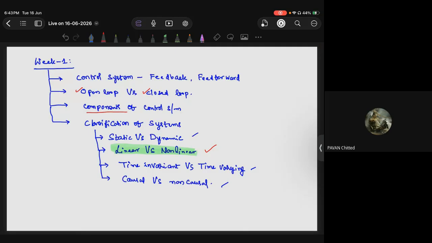Throughout this course, we'll be considering systems which are linear, time invariant, and causal systems only, which are also called LTI systems. You'll understand why we are considering only these systems in the later weeks. So out of all these, verifying linearity is the most important aspect. Then the priority comes to time invariance also. So we'll stop this session here, continue in the next session.